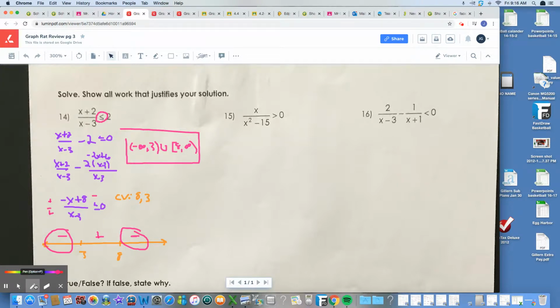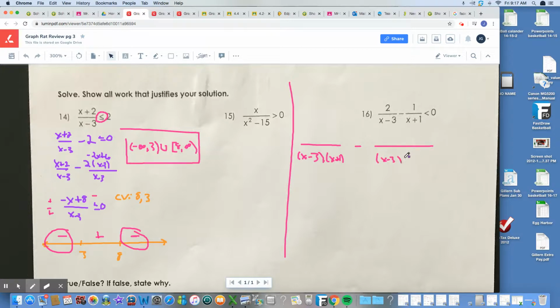All right. So now we're going to do 16. This is already set equal to 0, so we don't have to worry about that. But we do have to combine this into one fraction. The common denominator is just going to be multiplying both denominators, so it's going to be x minus 3 times x plus 1.